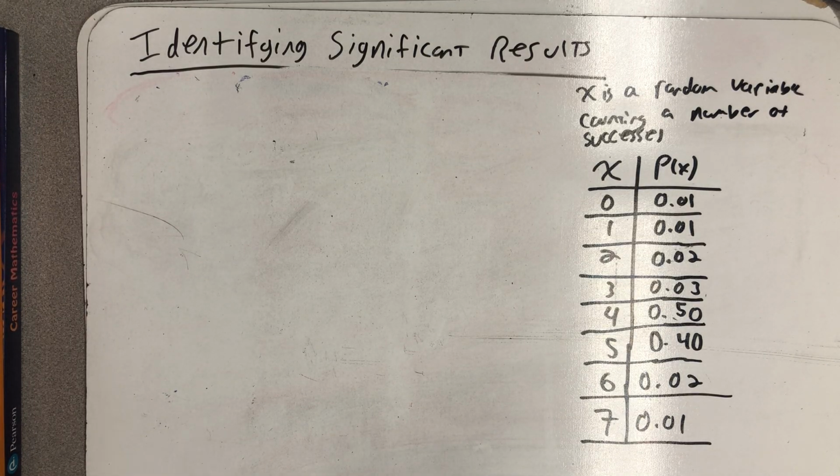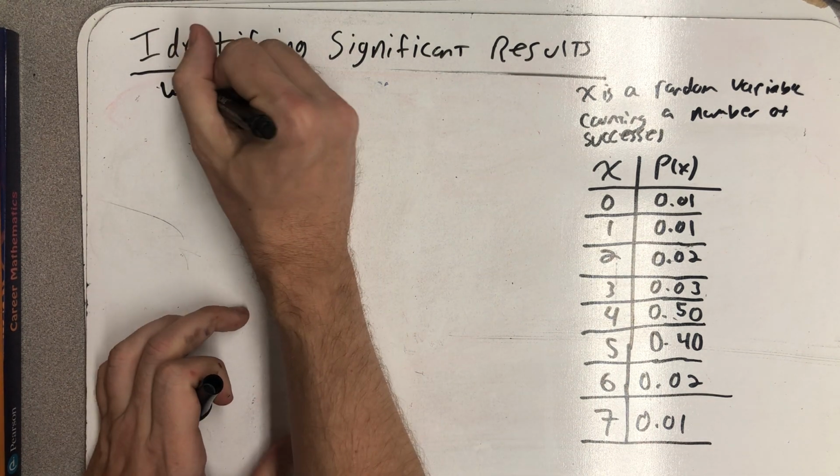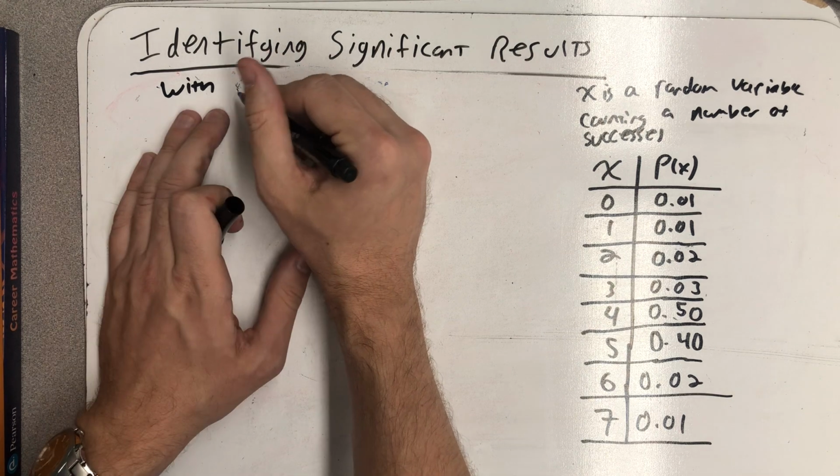In this video, I would like to talk about how to identify significant results using probabilities instead of using the range rule of thumb.